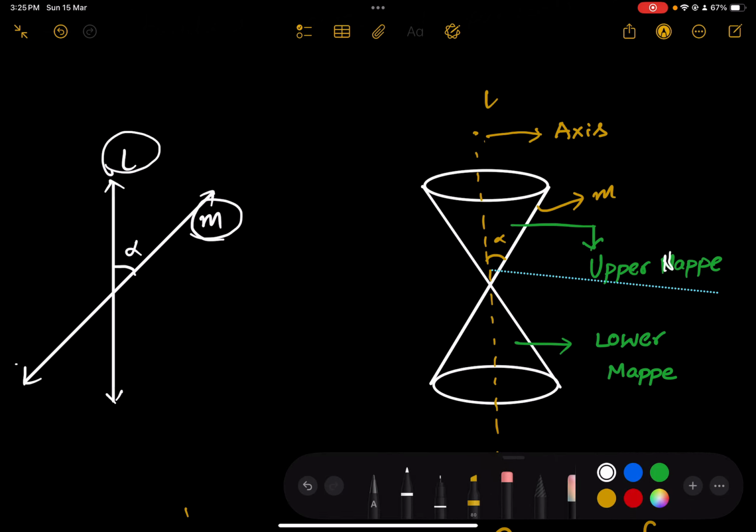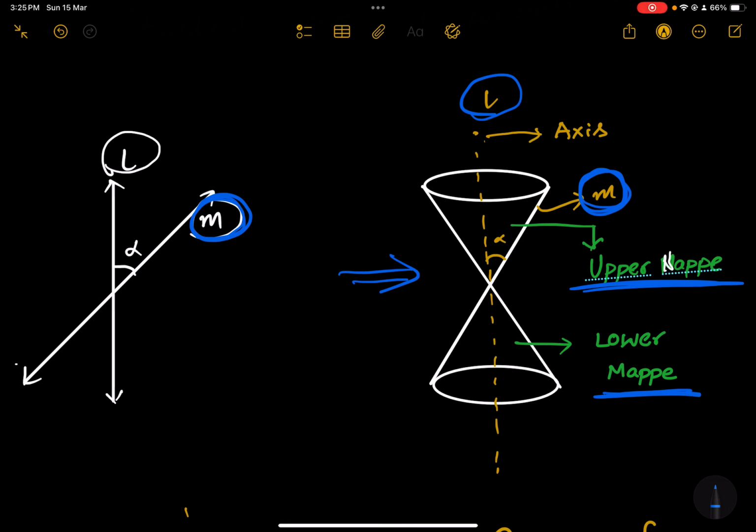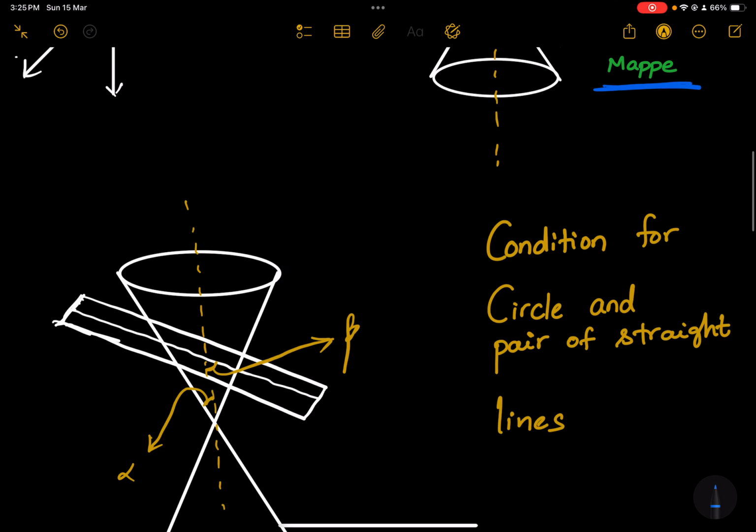All right. And again there is a terminology here as well. This is called the lower nappe and this is called the upper nappe, and this M is the line because of which this double napped right circular hollow cone is generated. So this is called the generator line and this L is called the axis, and the angle between the generator line and the axis is alpha. So this is the terminology related to a double napped right circular cone.